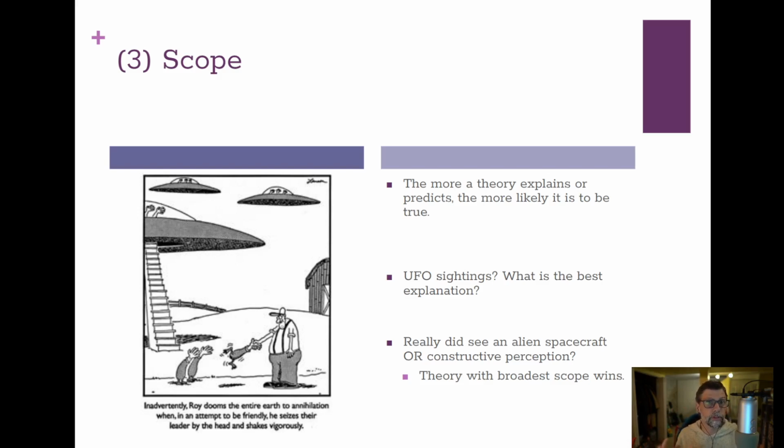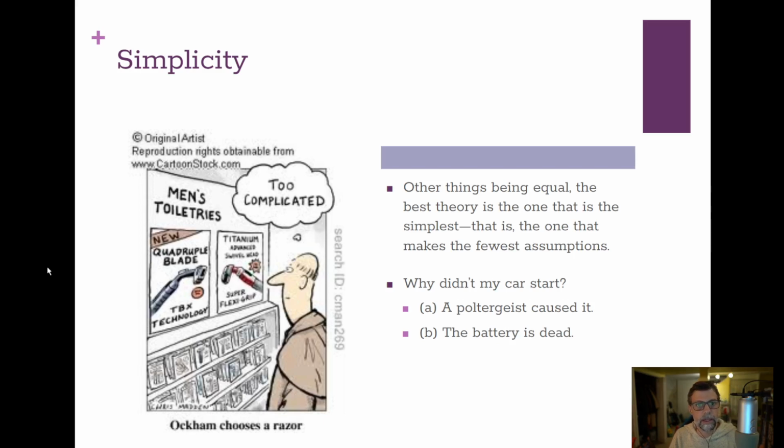So our theory of constructive perception can not only explain human perception, it can also explain UFO sightings. That gives it broad scope. It can explain two things. The UFO theory can only explain one of them. So strike one against the UFO theory. So that's just how scope works. And we'll see a little bit of that through some of our examples.